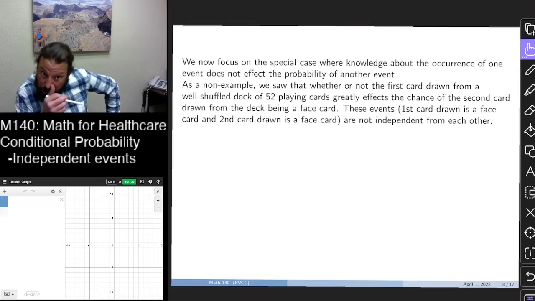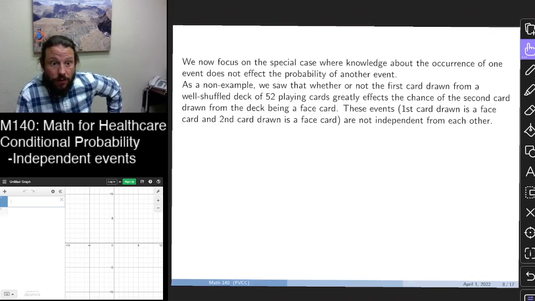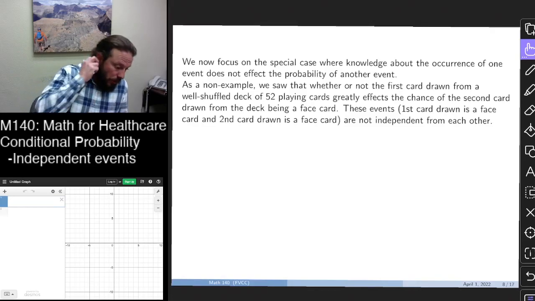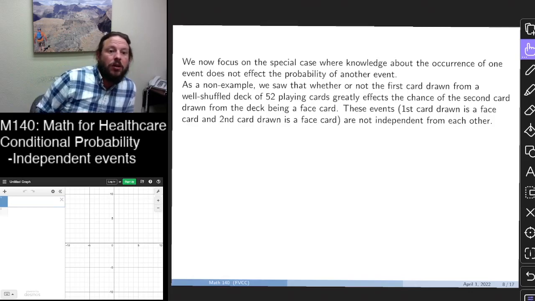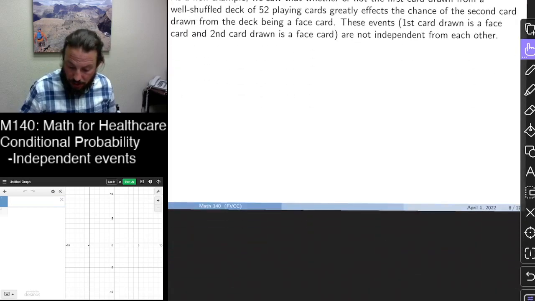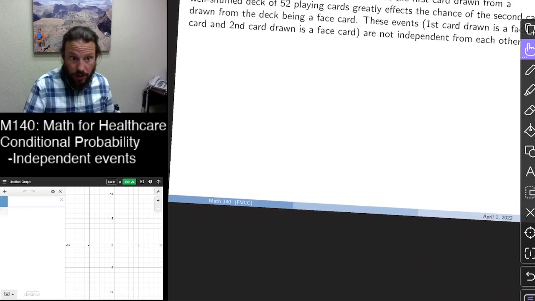As a non-example, we saw that whether or not the first card drawn from a well-shuffled deck of 52 playing cards is a face card greatly affects the chance of the second card drawn being a face card. These events, first card drawn is a face card and second card drawn is a face card, are not independent of each other. I think we might as well take the time and do the tree diagram of conditional probabilities for this.